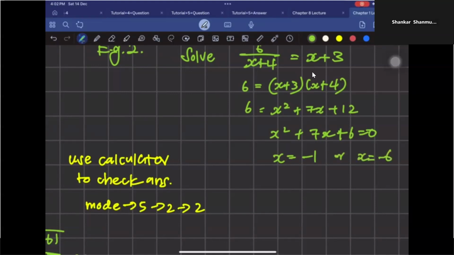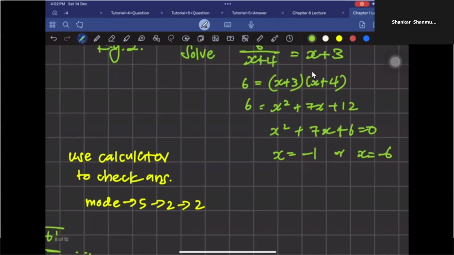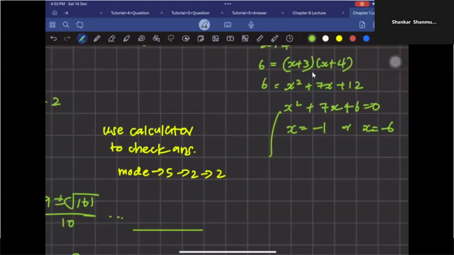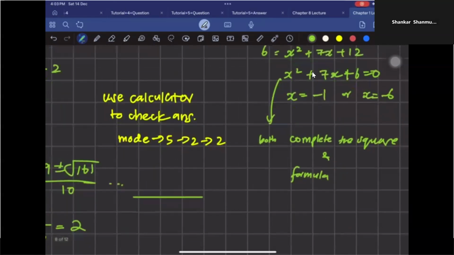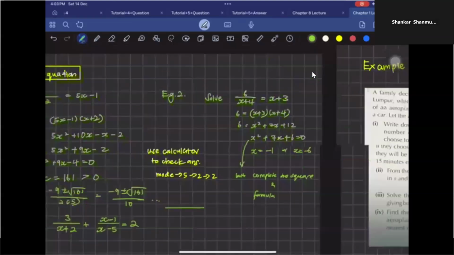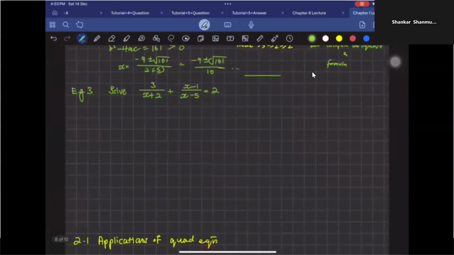So this should be the final answer. You should get either x equals to minus 1 or x equals to minus 6. Okay. You can try using both completing the square and formula method. Okay. Do both and then see whether you get the answer for both of it. Okay, then let's move on.